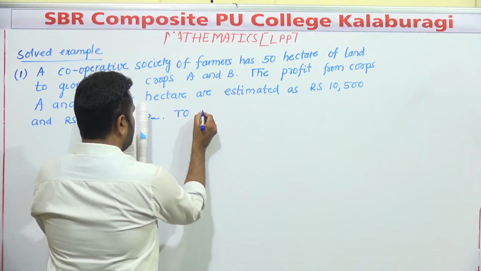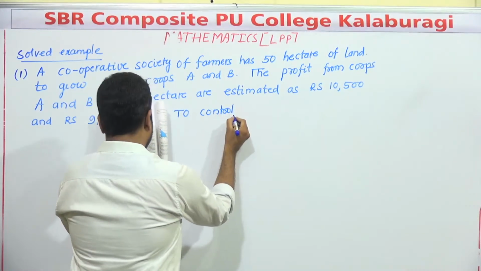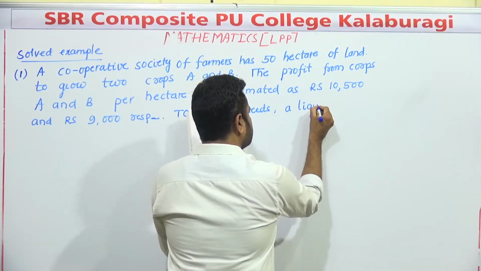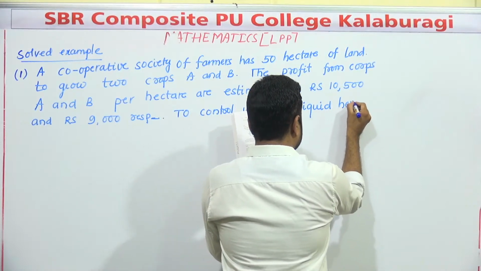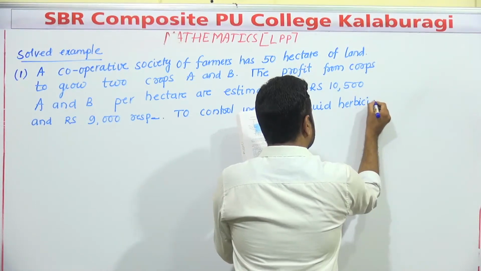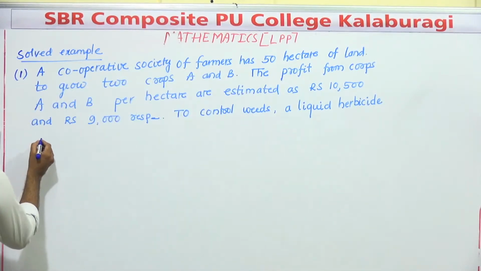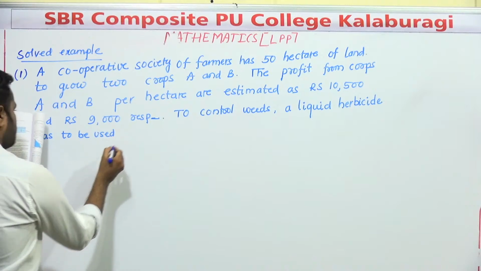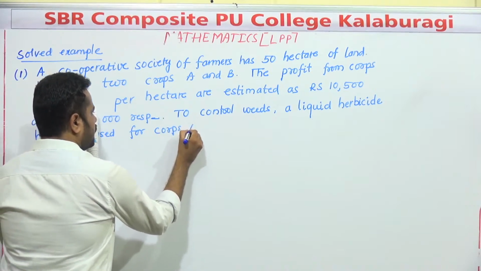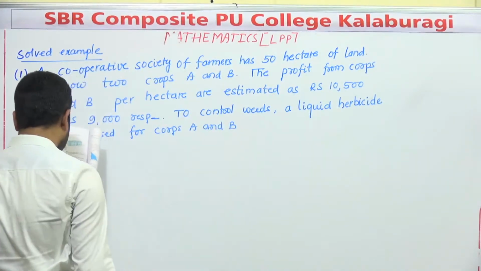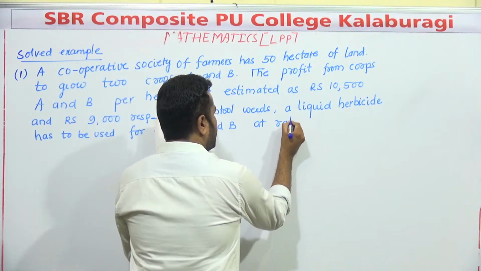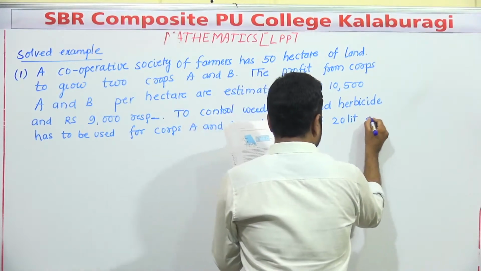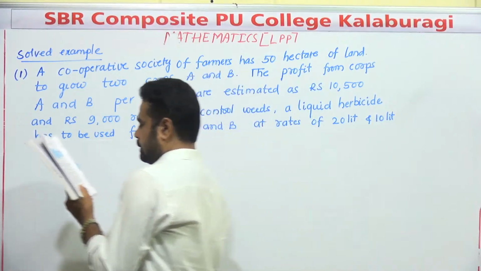To control weeds, a liquid herbicide has to be used for crops A and B at the rates of 20 liters and 10 liters per hectare.